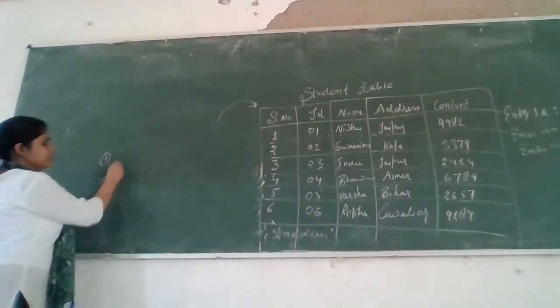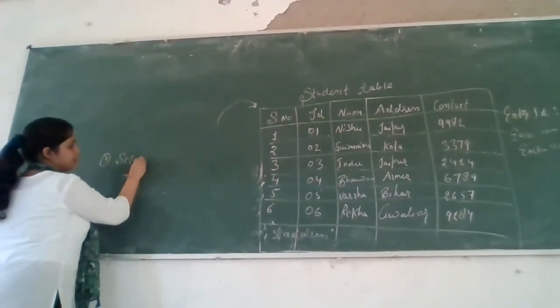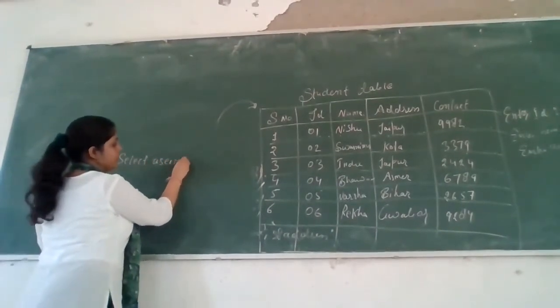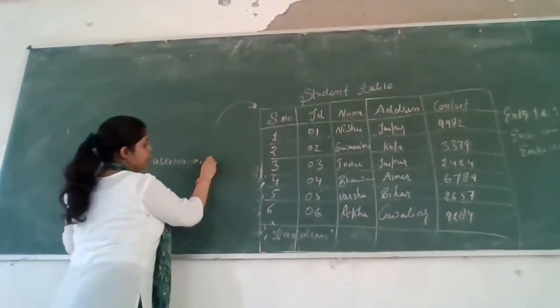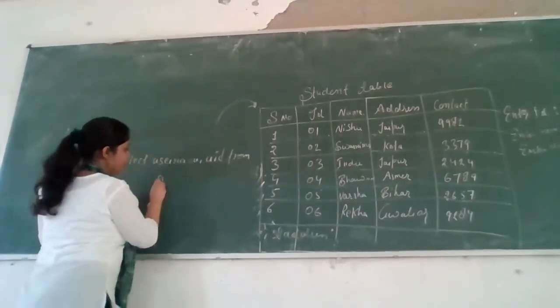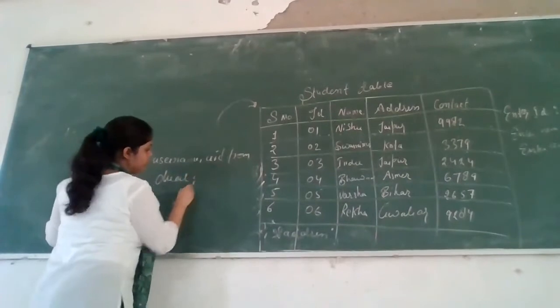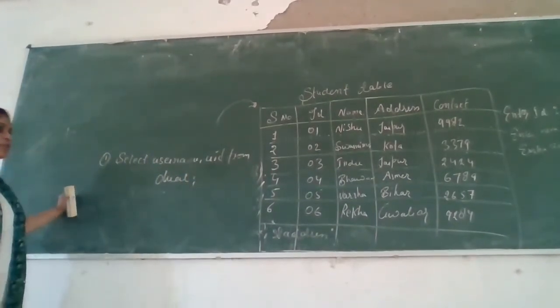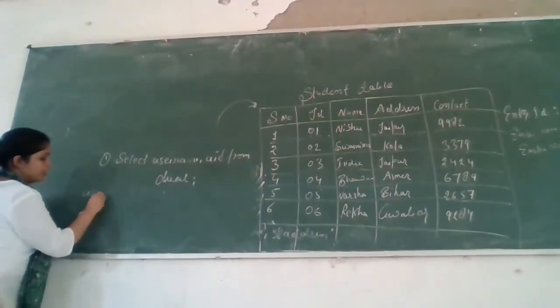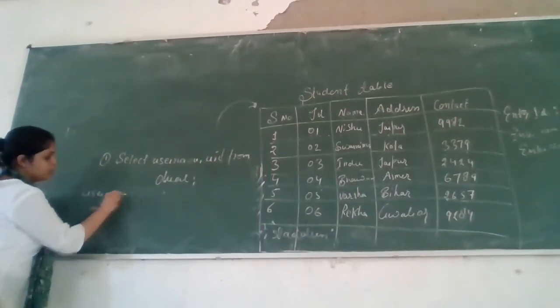And if you want to check your system name, if you want to check your name, then you use select username, user ID from dual. Select username, user ID from dual. So you can check your user ID and username.